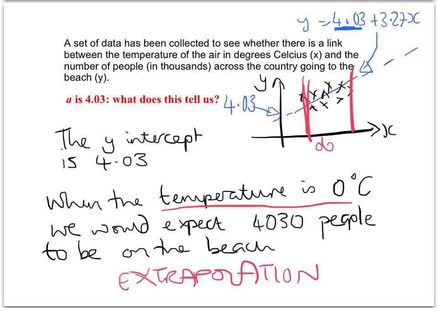So here's the original set of data. These are the temperatures where we measured the number of people on the beach. If we're between there and there, in terms of the temperature, then the regression line is quite a good model. But if we're outside of that, that's extrapolating outside the original set of data, and the regression line probably isn't a very good model at all. So this is an example of extrapolation, but it is the correct interpretation of 4.03. It tells us that when the temperature is 0, we would expect 4,030 people to be on the beach. But that is extrapolation, really.